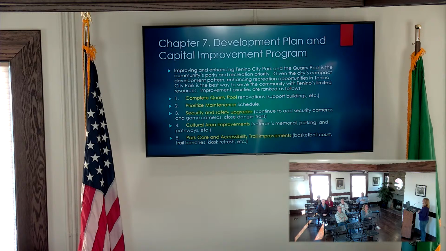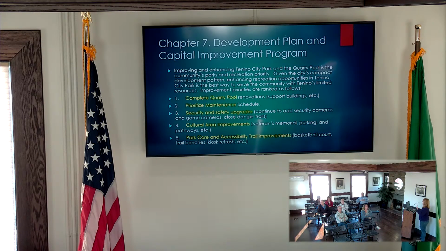So they gave a preface, and this is out of the old document. Improving and enhancing Tenino City Park and the Quarry Pool is the community's parks and recreation priority. Given the city's compact development pattern, enhancing recreation opportunities in Tenino City Park is the best way to serve the community with Tenino's limited resources. Improvement priorities are ranked as below. So just acknowledging that we only have so many resources, so we have to have priorities.